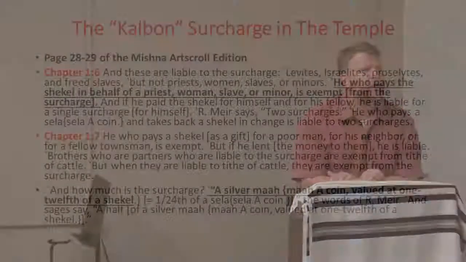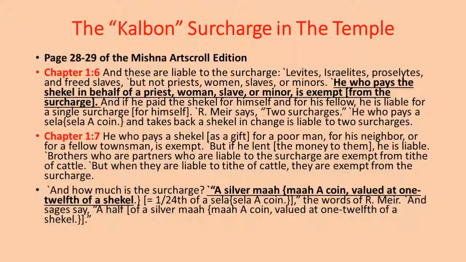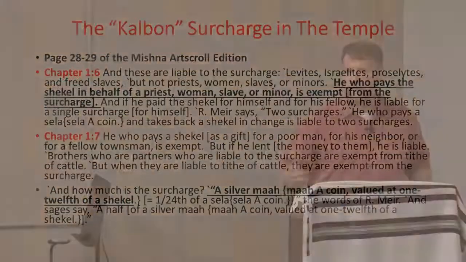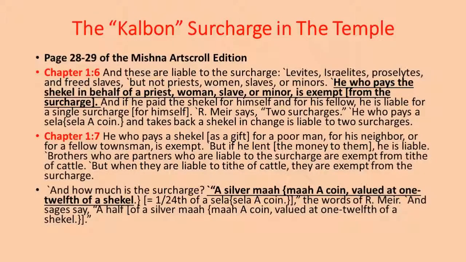Chapter 1, verse 7: He who pays a shekel as a gift for a poor man, for his neighbor, or for a fellow townsman is exempt. But if he lent the money to them, he is liable. Fair enough, right? So if I loan it to Monty, son of Mac, then I'm still liable for the surcharge. From the tithe of the cattle, when they are liable to the tithe of the cattle, they're exempt from the surcharge. And how much is the surcharge? And then it goes into it.